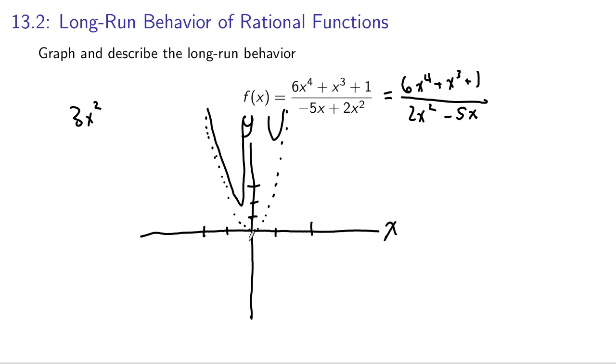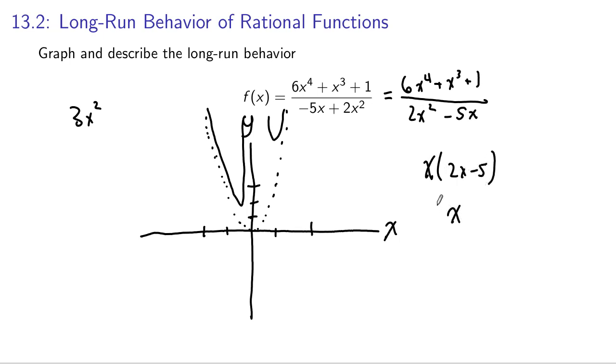And there's another vertical asymptote past 0. I don't think it's right here near 1. It's actually further up. It would be, let's see, when you have, so factoring the denominator, we'd have x times 2x minus 5.